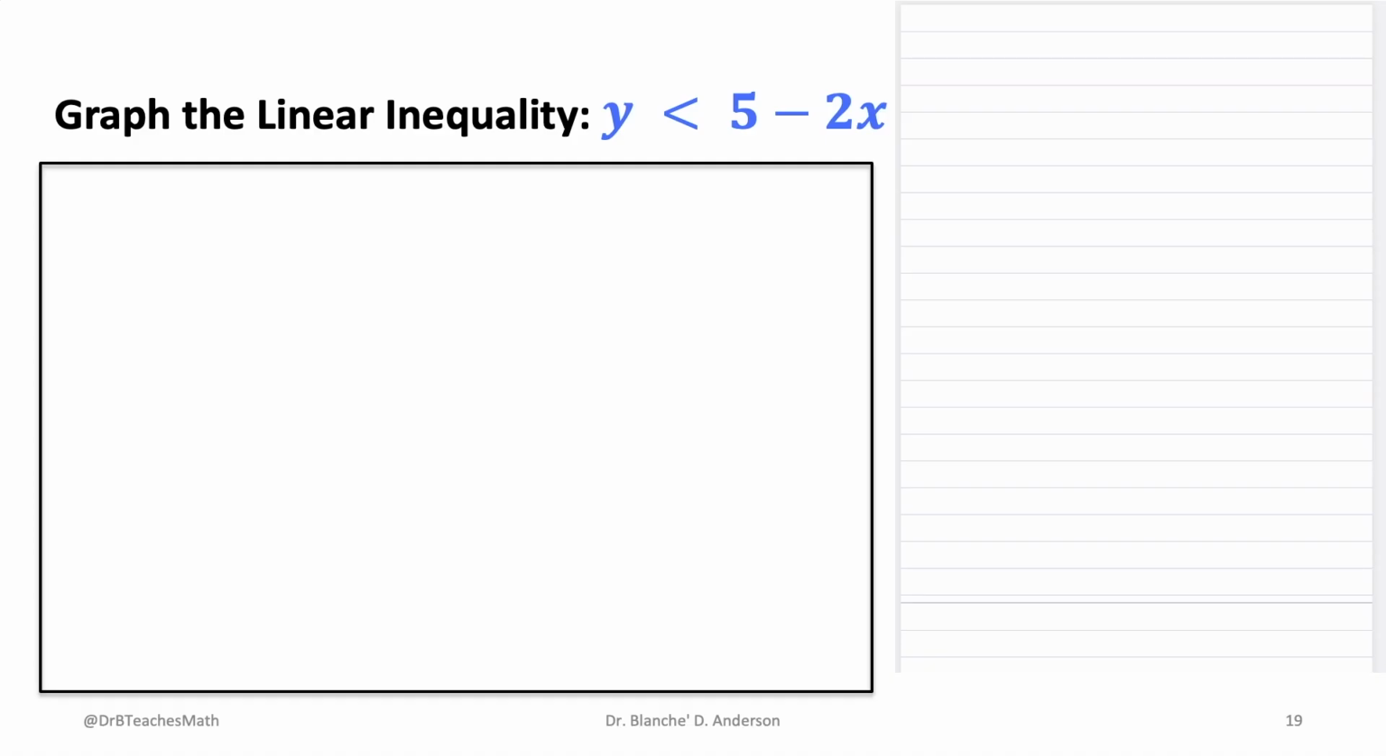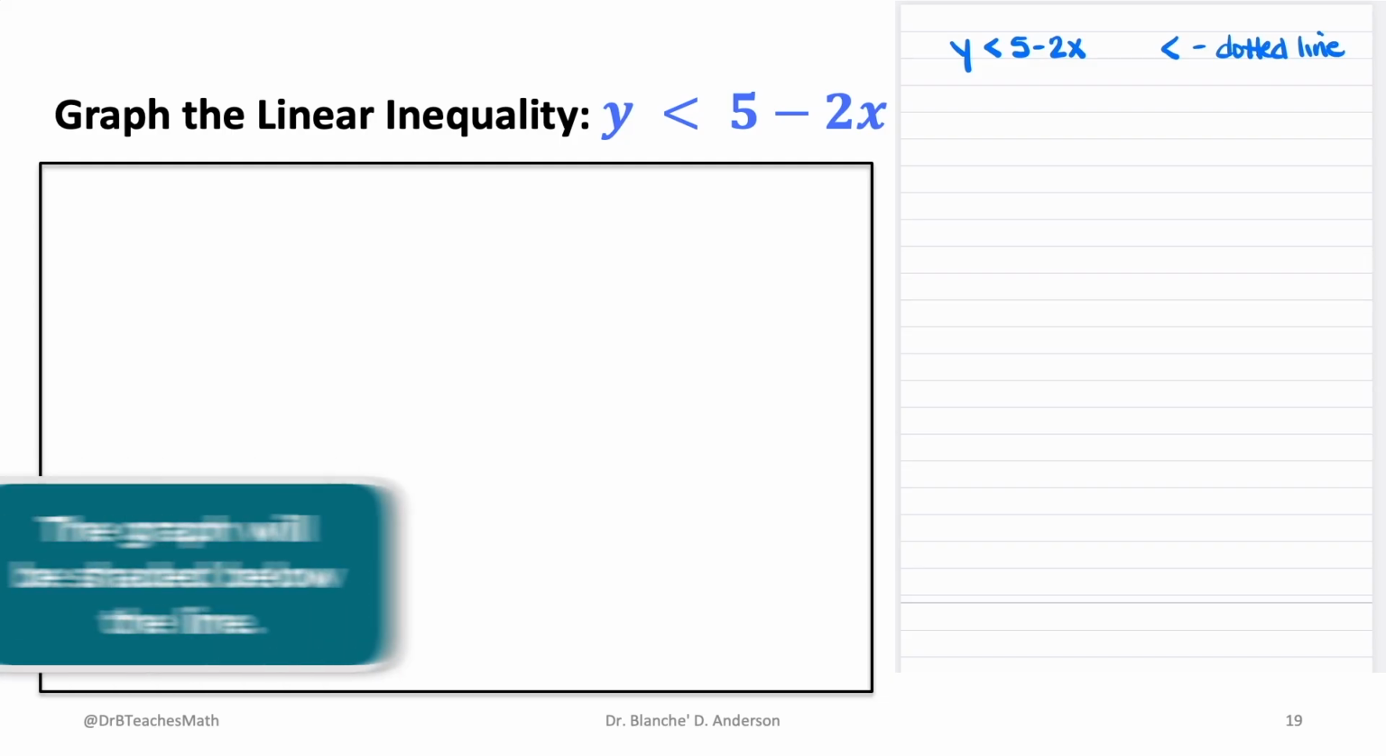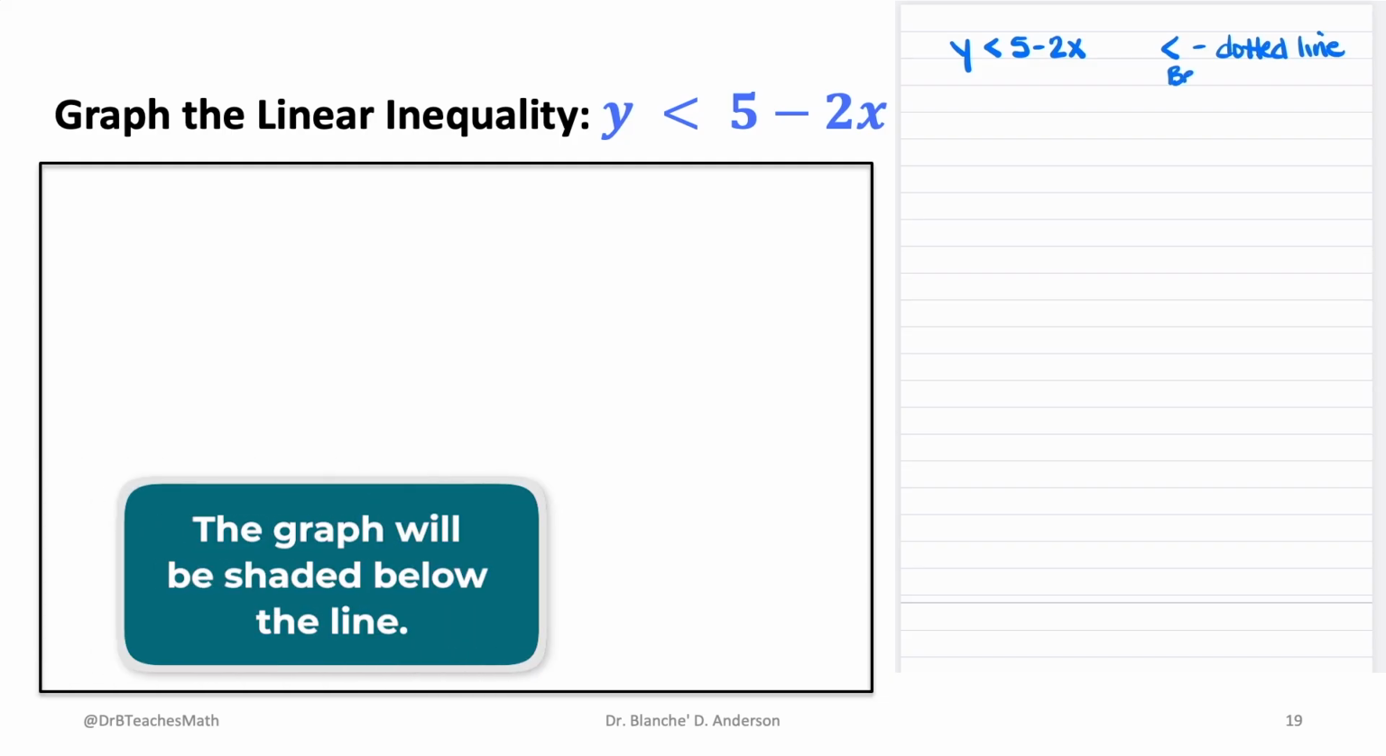Here's what we're graphing. Let me write it. We're graphing y is less than 5 minus 2x. It's already in slope-intercept form, so that's what we want. That's good. Now, since it says less than, it's going to be a dotted line. I'm just walking through what I normally do in my head. And we're going to be shading below the line.